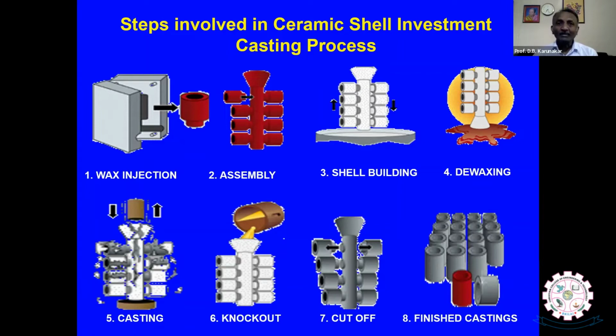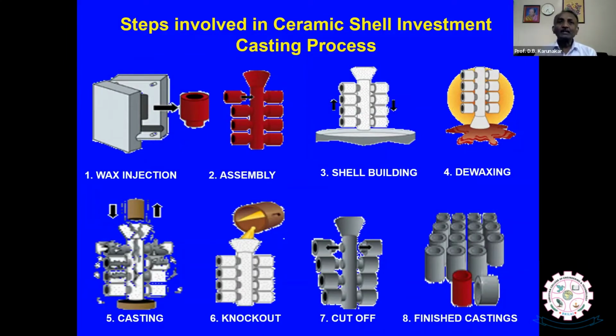Now, are you able to differentiate this from the other process? In the case of the first process, the solid block mold process, the ceramic slurry is filled in the entire vessel. Inside the vessel, we keep the pattern, and the entire vessel is filled with the slurry. Here, we are not doing that. We are just constructing a ceramic shell around the pattern.